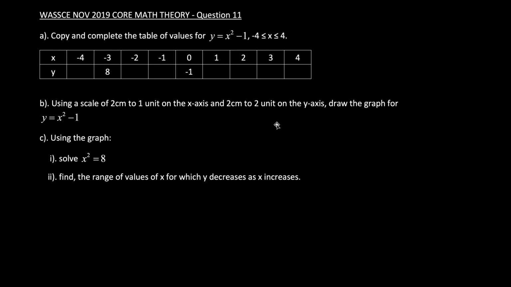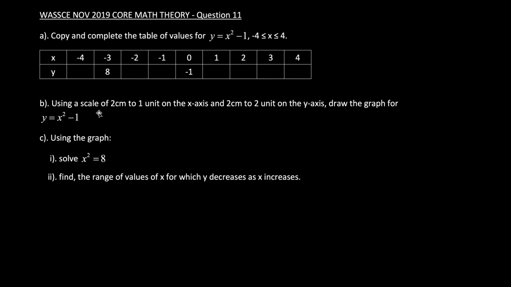In this video, we'll be solving question 11 of the 2019 Nov-Dec Core Maths theory questions. We'll begin with question 11a. It says, copy and complete the table of values for y is equal to x squared minus 1, where x is between -4 and 4.